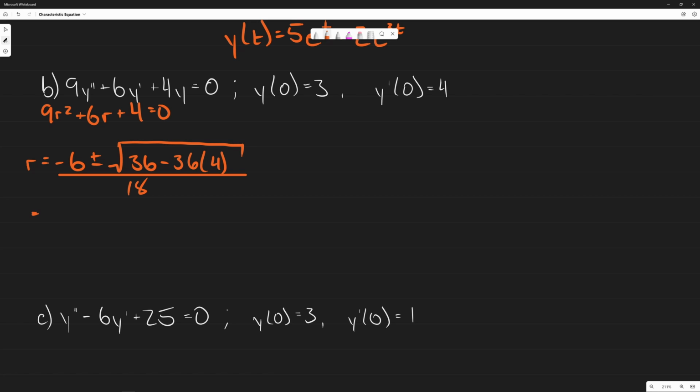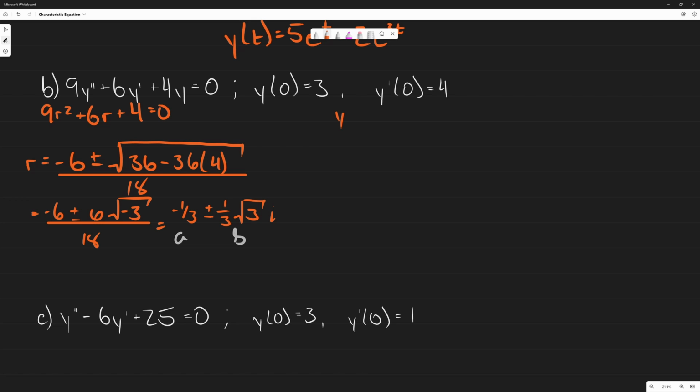So this equals negative 6 plus or minus, factoring out the 36, the square root of 36 would just be 6, times the square root of 1 minus 4, which would be negative 3. So now we're going to have a complex solution, all over 18. Negative 6 over 18 is negative 1/3, plus or minus 1/3 times the square root of 3 i. So this will be the complex solution case, where this would be our A and this would be our B.